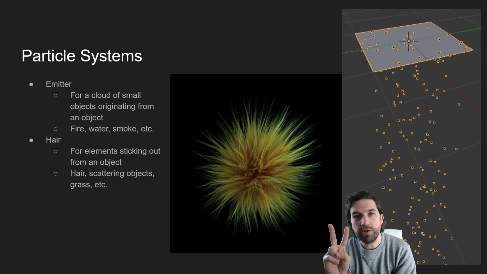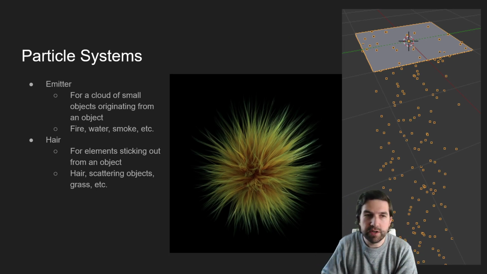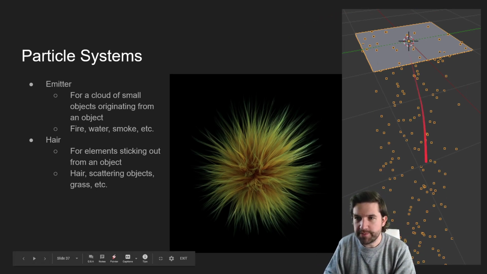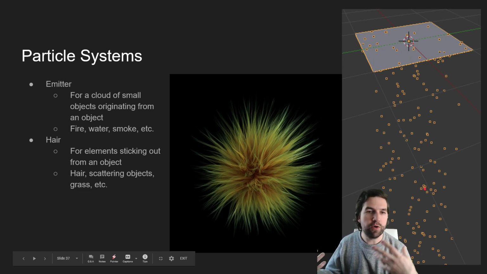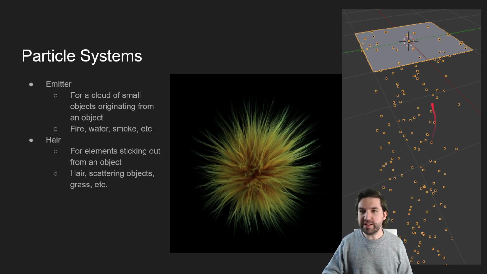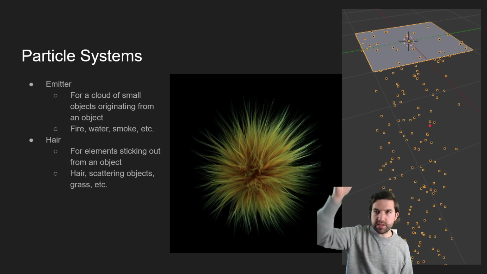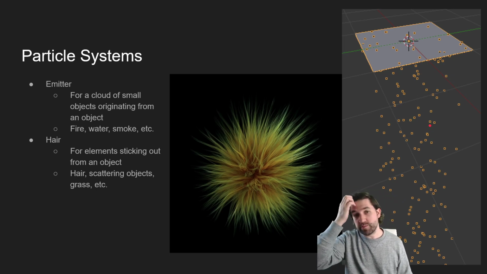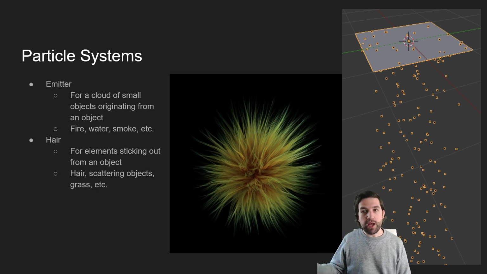There's basically two kinds of particle systems in Blender. One is the emitter system. This is used for things like fire, smoke, things like that. Basically what it does is it shoots out lots of little particles. Maybe they're affected by gravity, maybe they move by wind, and this is how they create what you would think of as visual or special effects kind of things.